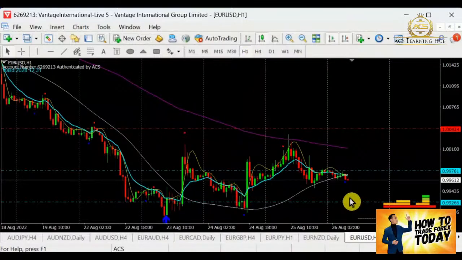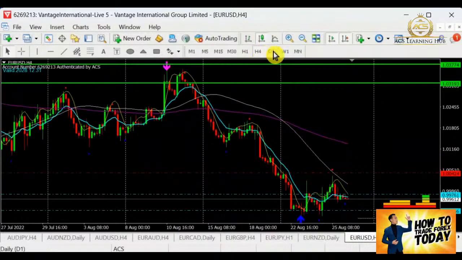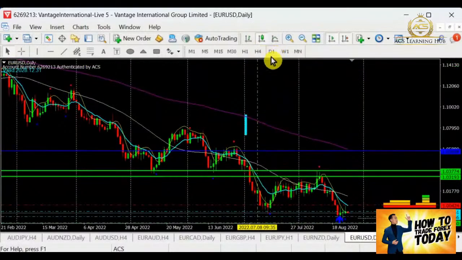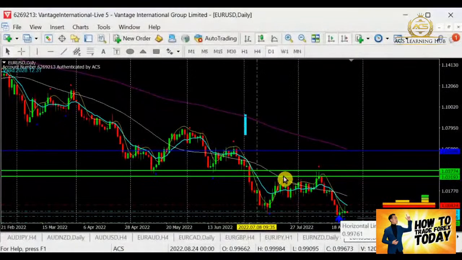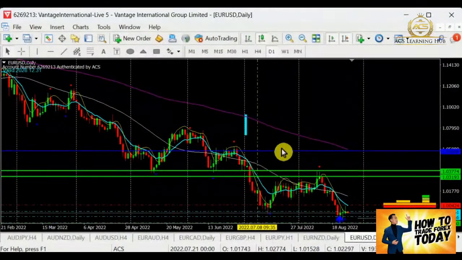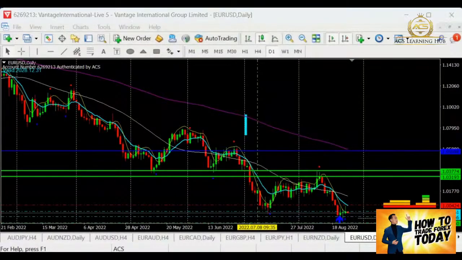But just have to look out for all the support levels that it may come to. Though I see that the support level is still at 0.98660. So yep, let's put this Euro dollar into my watch list today. There may be a good chance. So let's see.